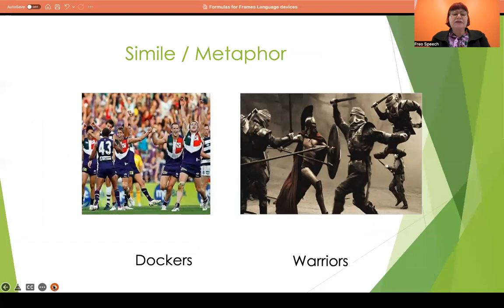Teaching similes and metaphors, again, stayed faithful to the Dockers, and this year they've proven themselves to be a very top team.